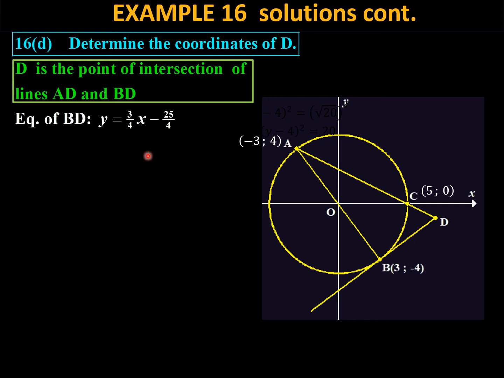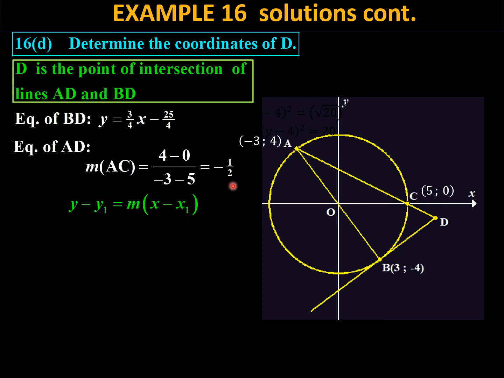The equation of BD we just worked out in the previous sub-question. So I must find the equation of AD. What do we need for an equation? We need a gradient. So I can find the gradient of AD, which is the same as the gradient of AC. So let's find the gradient of AC. And if we calculate using point A and point C, I end up with negative 1/2.